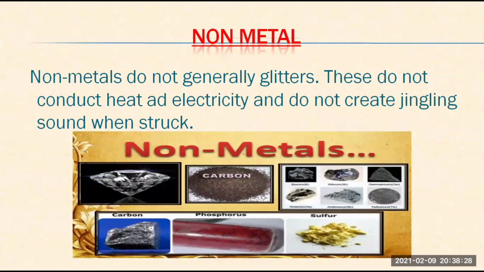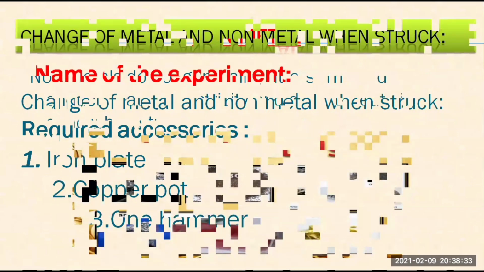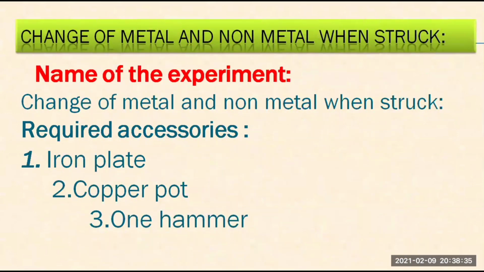Now let's see what our next experiment will be. Our next experiment is the change of metals and non-metals when struck. For this experiment, you need these accessories: an iron plate, a copper pot, and one hammer. So let's see how we can do it.